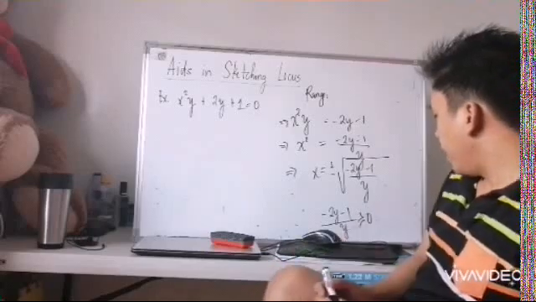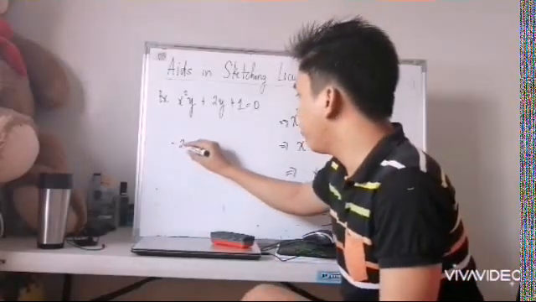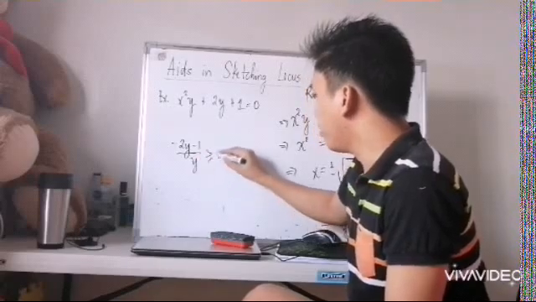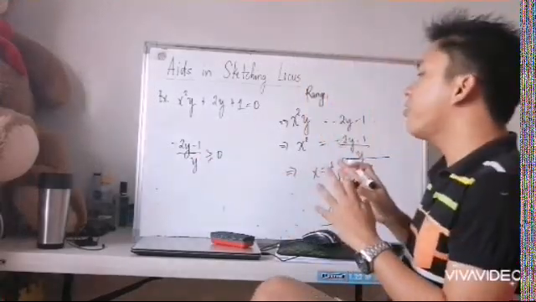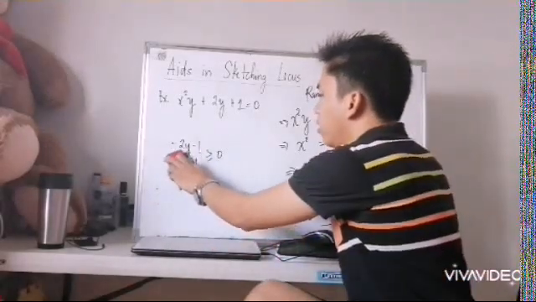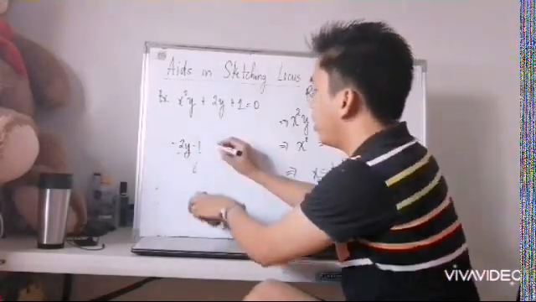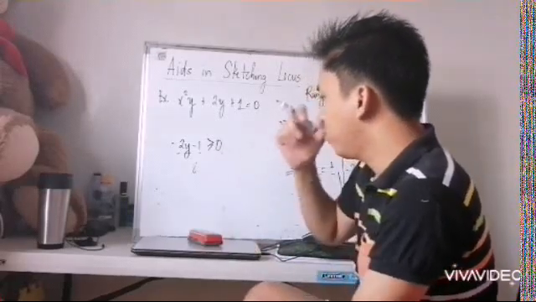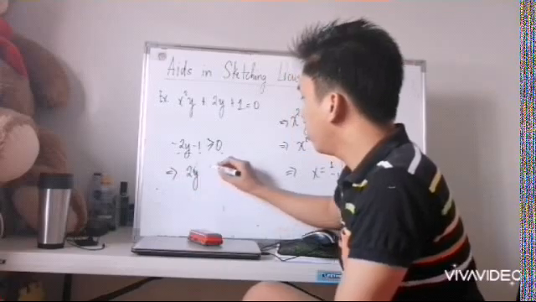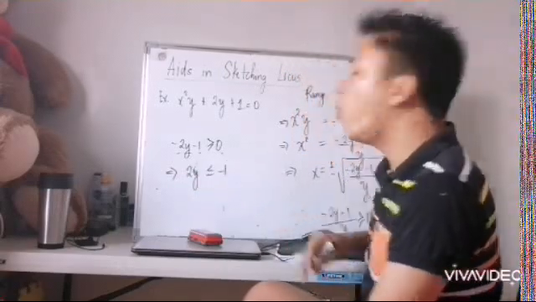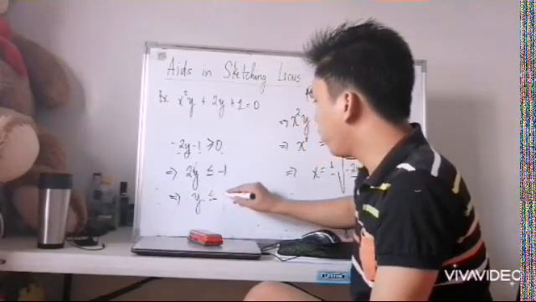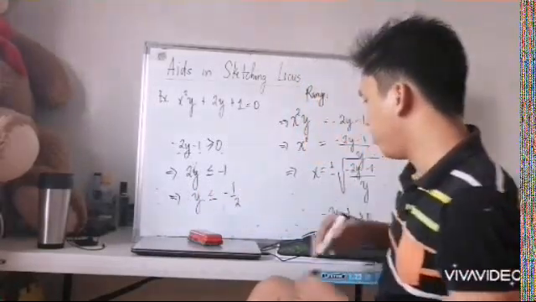So I have to look into this. I have negative 2y minus 1 over y greater than or equal to 0. So I multiply both sides of the inequality by y. So I'll have 2y greater than or equal to 0. And finally, I would have 2y less than or equal to negative 1. And hence, my y should be less than or equal to negative 1/2.